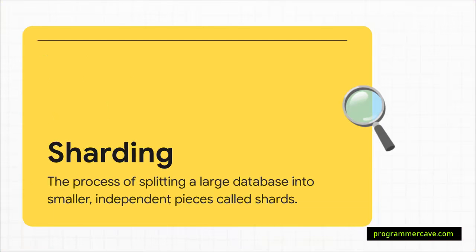So here's the key difference. Replication copies data. Sharding splits data. You're not making duplicates. You're taking one gigantic database and chopping it up into smaller, faster, totally independent databases. We call these little pieces shards, and each one holds its own unique slice of the total data.